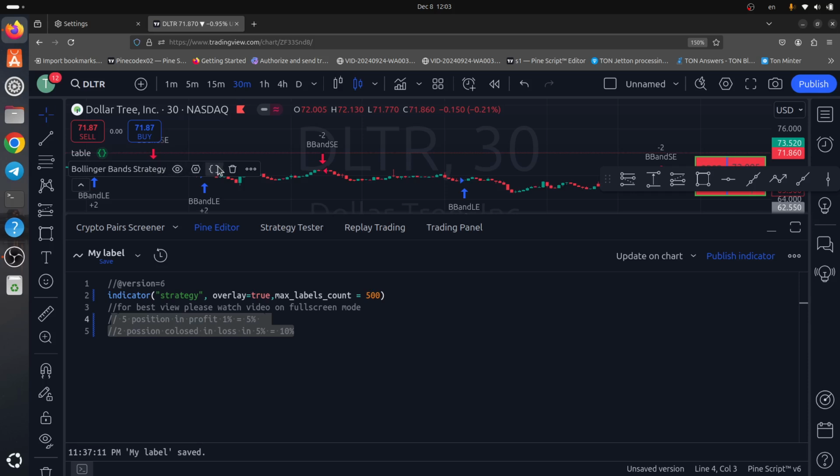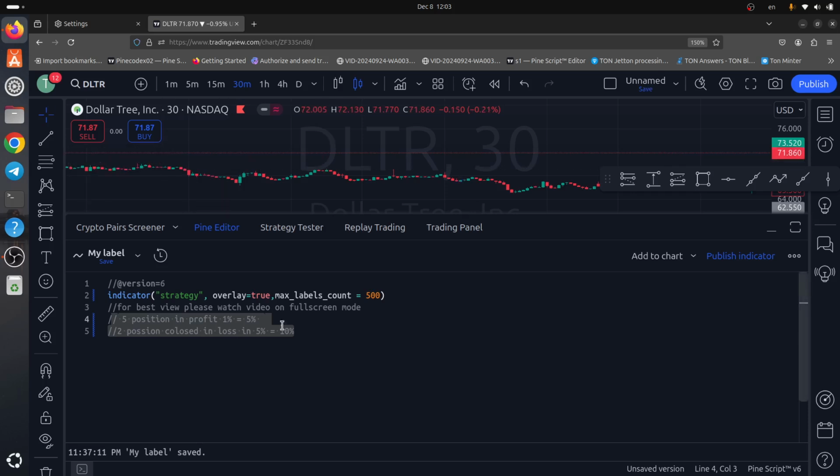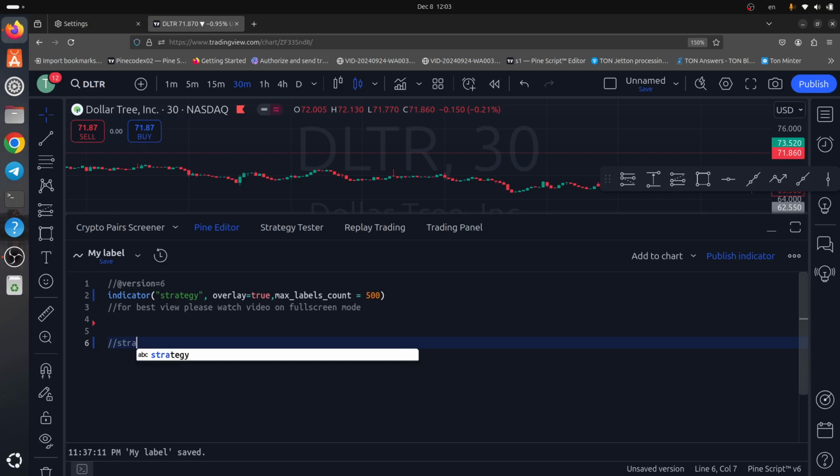Okay, so let's make a strategy together. We want a strategy that, if we have a crossover or crossunder of 2 EMAs, it should open a position, open buy or open sell.